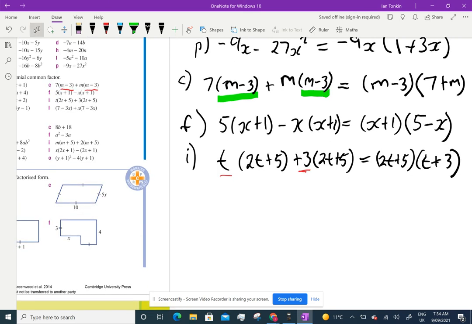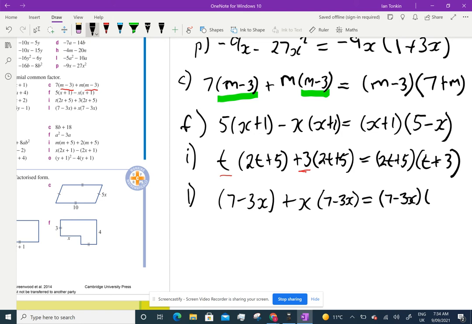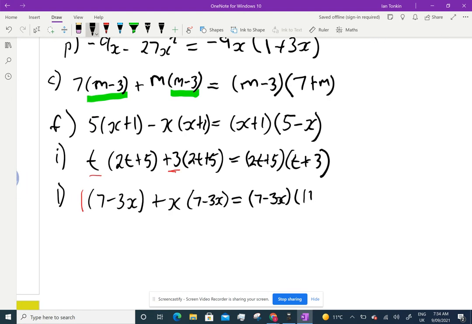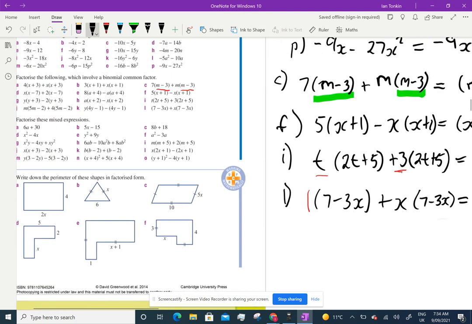The last one, L, 7 minus 3x plus x, 7 minus 3x. Well, if I take 7 minus 3x out the front, now don't mess this up. Remember, there's a secret 1 there. That's 1 times that. So don't lose the 1, and you'll get 1 plus x. Righto.